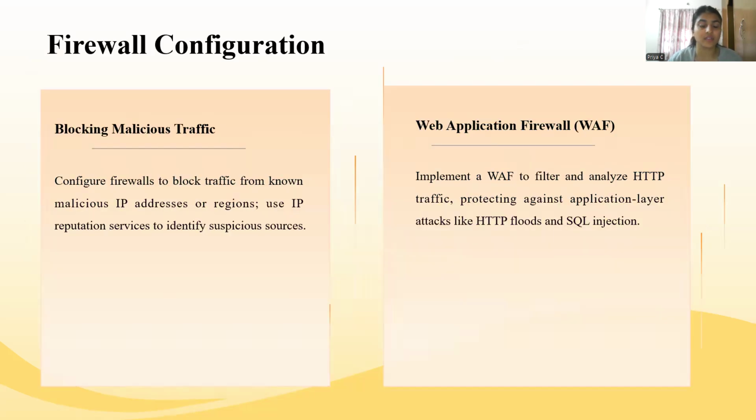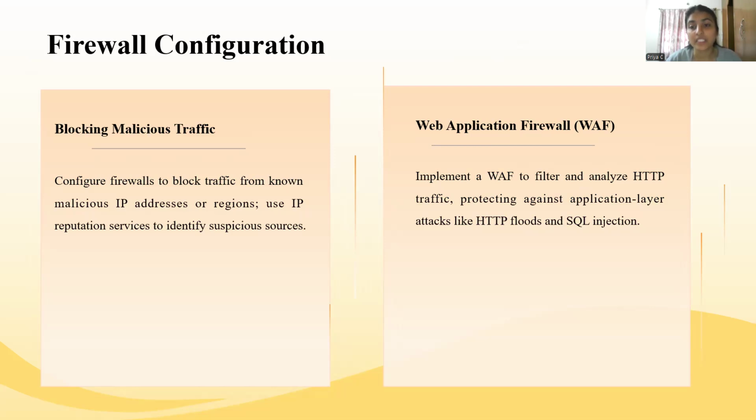Monitor and adjust the thresholds as needed. Whereas in the firewall configuration, there are also two major strategies. One is blocking malicious traffic and another one is creating a web application firewall. In blocking malicious traffic, configure firewalls to block traffic from known malicious IP addresses or regions. Use IP reputation services to identify suspicious sources.